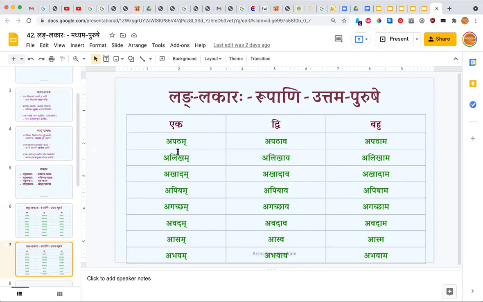For uttama purusha, when I'm talking about myself, apatham, apathava, apathama, alikham, alikhava, alikhama, akhadam, akhadava, akhadama, ityadi. So again, the a will come in the front. Ekavachana will end with makara. Dvivachana ava, ava, ava. And bahuvachana ama, ama, ama.